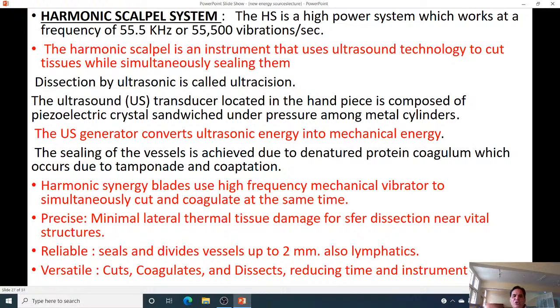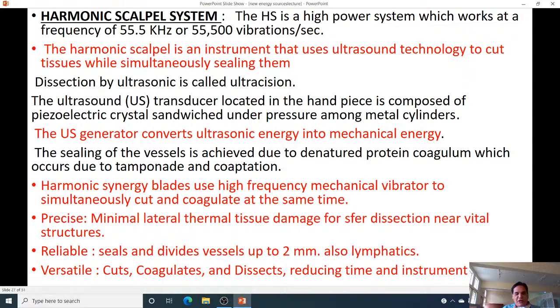Next comes the most important system of today, the harmonic scalpel system. This harmonic scalpel is a high power system which works at a vibration frequency of 55,500 vibrations per second. Just imagine the speed at which it is vibrating. So it is called harmonic. Harmony is maintained. Harmonic scalpel is an instrument that uses ultrasound technology to cut tissues while simultaneously sealing them.